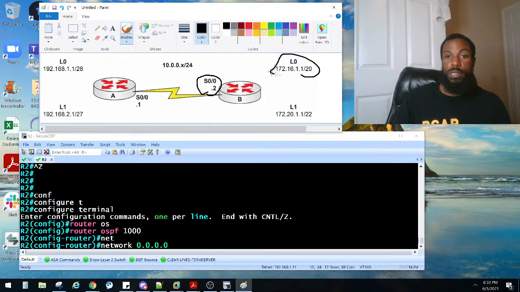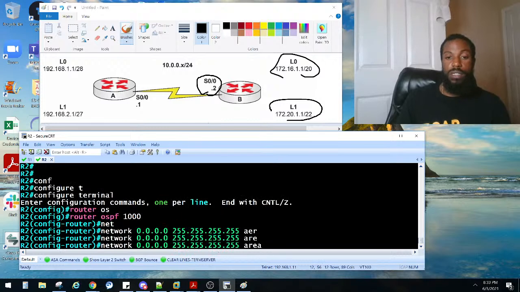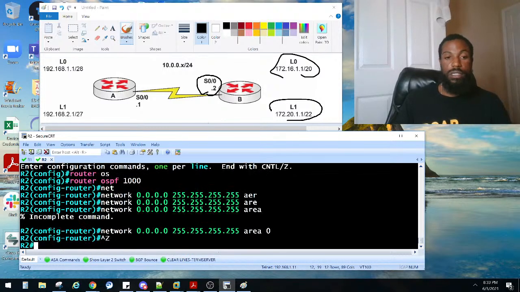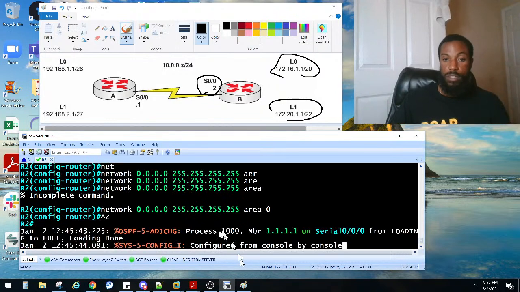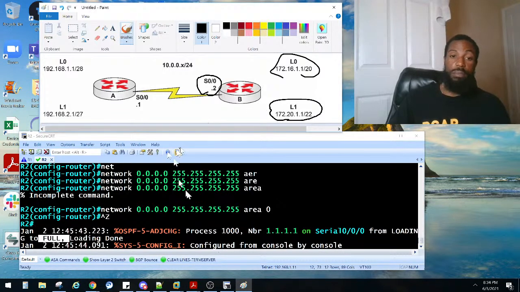This one and this one. Look at me talking. 255 area 0. We should theoretically have a neighbor. There it is right there. Process ID 1000. We have a neighbor by the router ID of 1.1.1.1. We changed from loading to full. There's a process. I'm not going to go over that. I did that in another video, but when we get to the CCNP level, I'll start going into a deeper dive with OSPF, the states for OSPF.